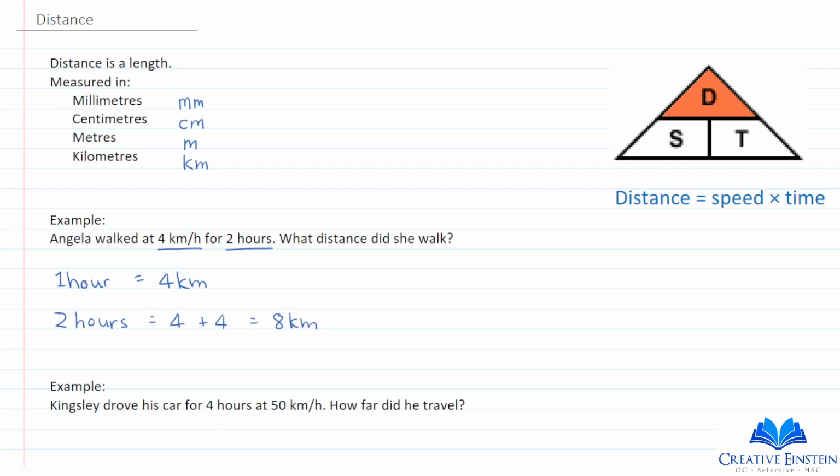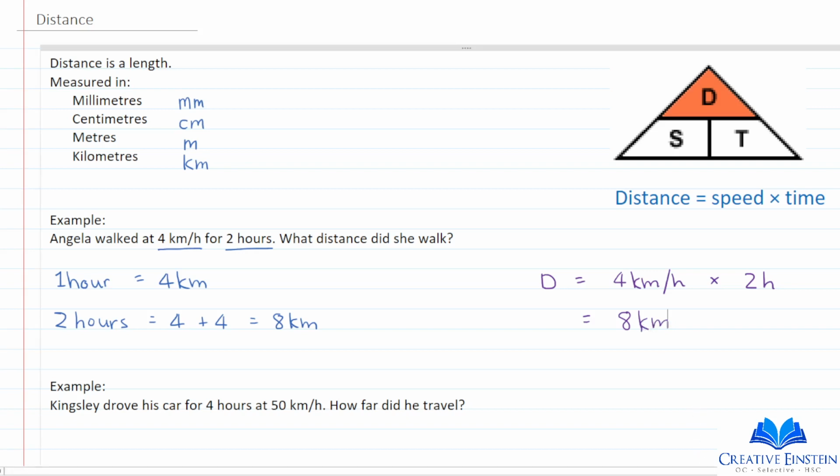Now some of you might notice that I have a triangle here. Distance equals speed times time. And that's because normally when we find distance, we would use the formula because it's just so much easier. So we want to find distance. We know the speed. The speed is 4 kilometers per hour times the time. She walked for 2 hours. So 2 hours. 4 times 2 is 8. 8 kilometers. So Angela walked for 8 kilometers. That's the distance she traveled.